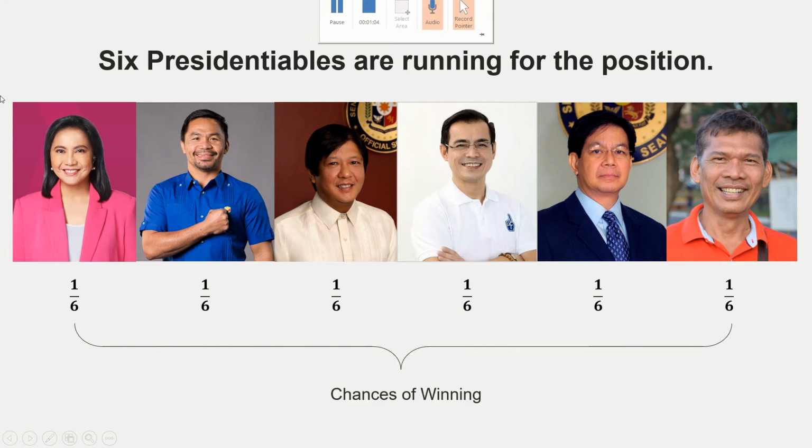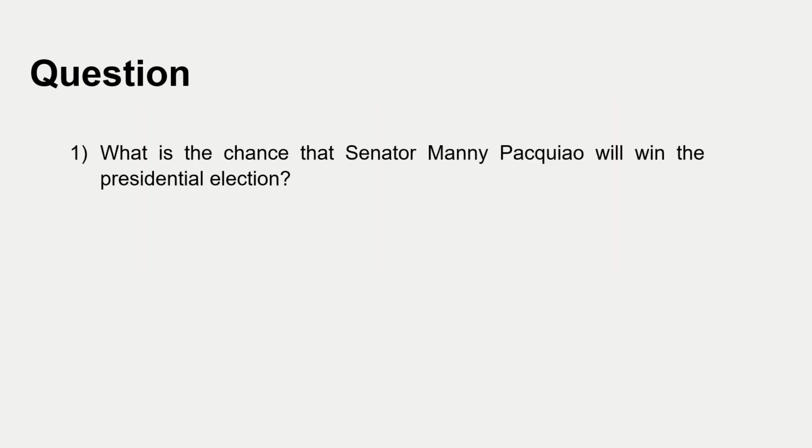So this is a probability distribution table. Here, it is people, not numbers. So we put people here. Question: What is the chance that Senator Manny Pacquiao will win the presidential election?